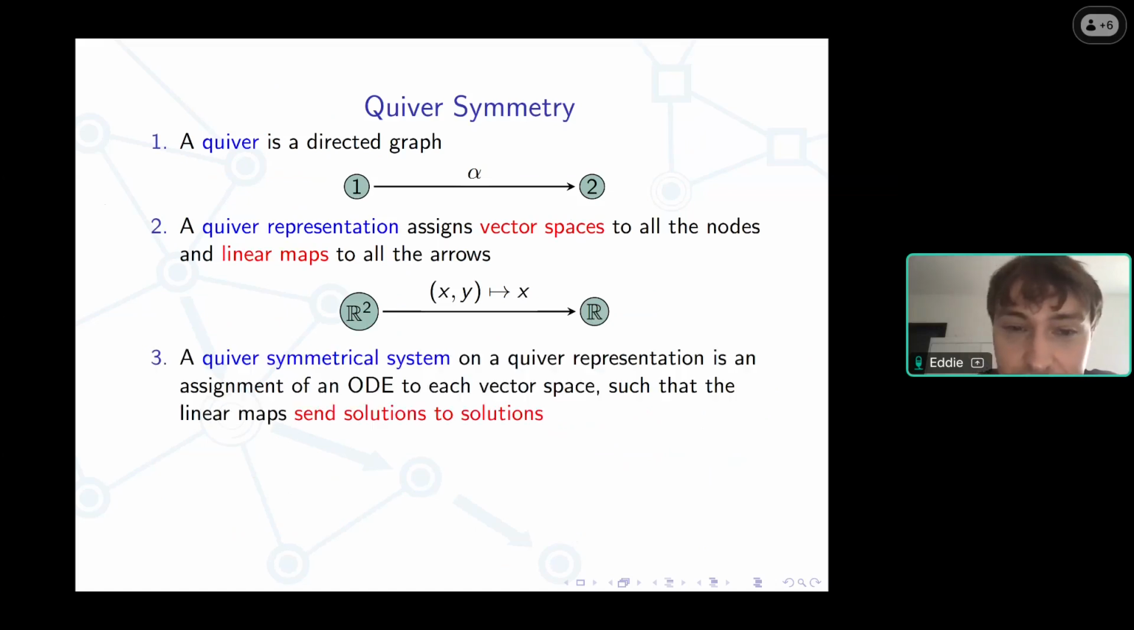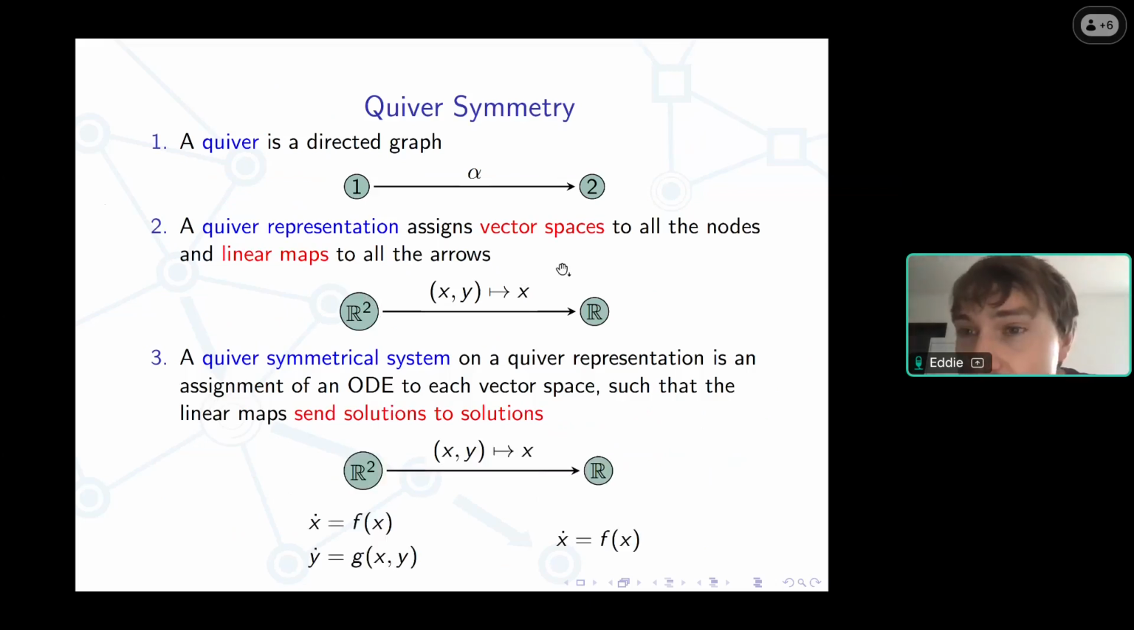And then the third thing that we're going to have is a quiver symmetrical system. A quiver symmetrical system for a given quiver representation of a given quiver is an assignment of ODEs to each vector space. So instead of one ODE, I now have as many ODEs as I have vertices. And the only thing that I demand is that the linear maps that we put on all the arrows have to send solutions to solutions, so solutions of, say, this ODE to solutions of this ODE. And since they're all linear maps, this is relatively easy to check. Sorry, so here's an example.